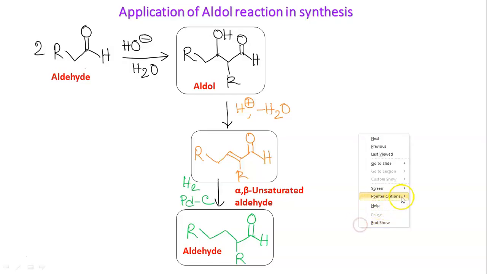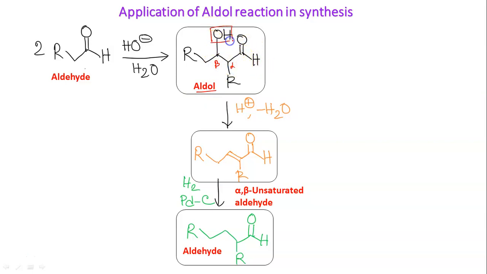So first is the application part. This is our aldol product, which is beta hydroxy carbonyl. This is alpha, this is beta. At the beta position we have an OH group and a CHO group. These two groups are such that we can convert them to other compounds. That is why, starting from aldol, we can make a variety of compounds.